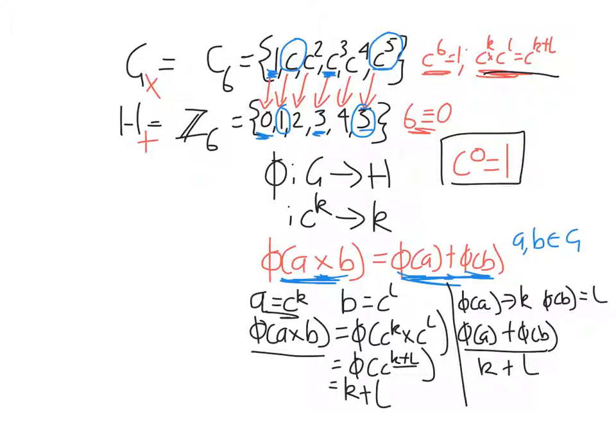So there is an isomorphism between G and H, therefore they are isomorphic, and we usually write it like this. G is congruent to H. They're essentially the same group.